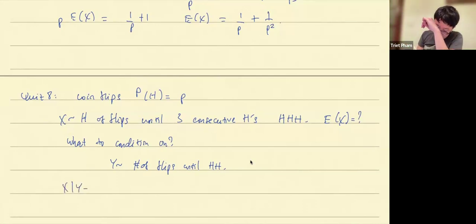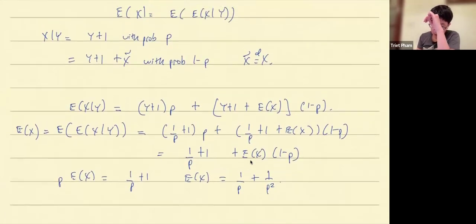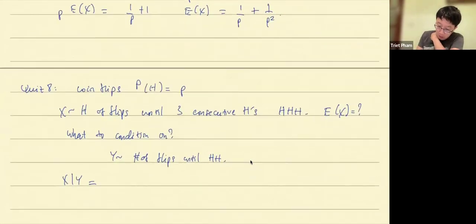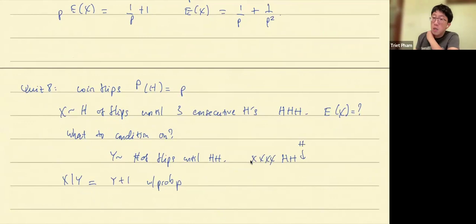Right, and X given Y, one of the proofs that is appropriate here: the analysis will be exactly the same as the analysis here. Meaning, once you get two consecutive heads, then it will be Y plus 1 with probability p. Because once you get two heads, whatever came before, if the next one is a heads, then you're done. Otherwise, you just start again.